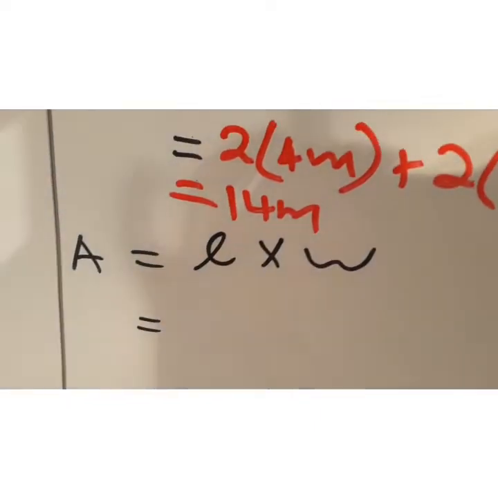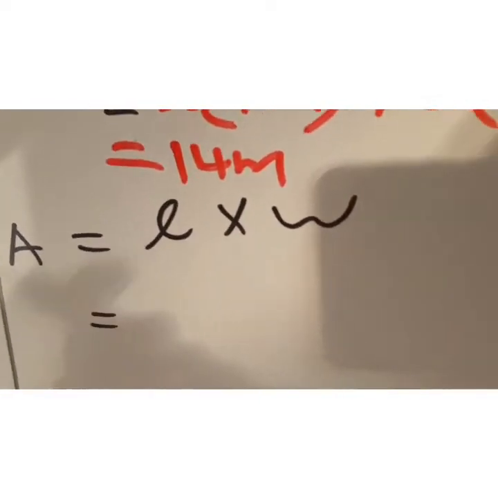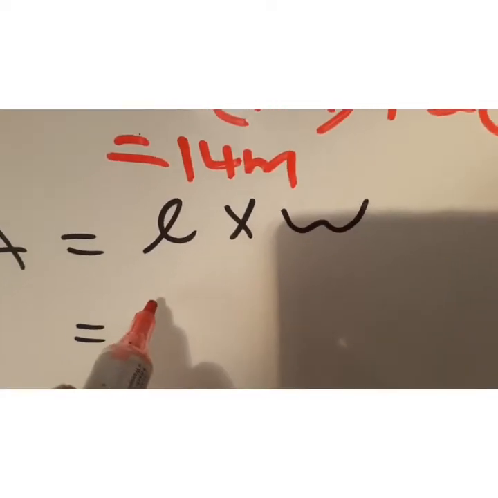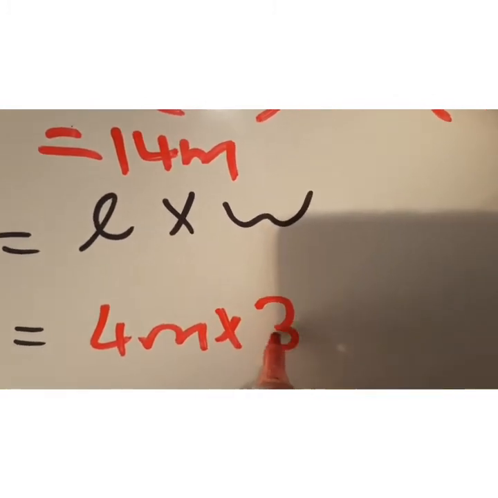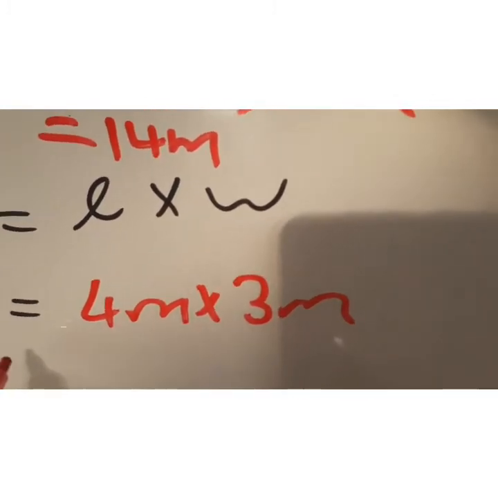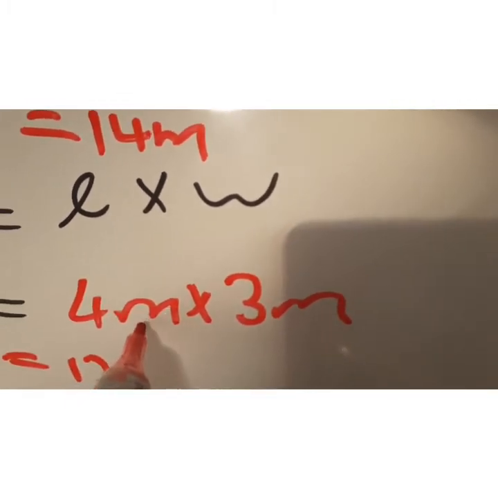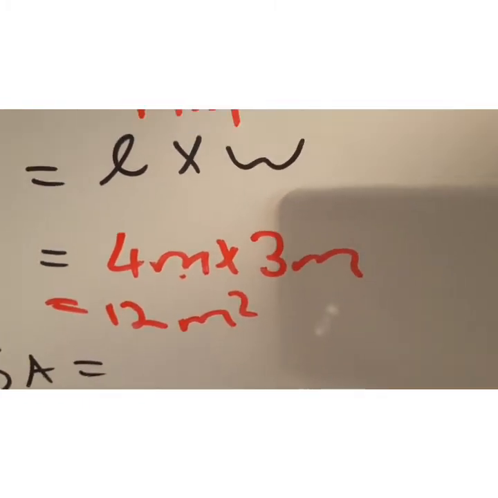Okay, so if we are now working the area, for area, which you have your length times breadth, your length would be your 4 meters multiplied by your width, which is your 3 meters. Okay, then you'd have your 4 times 3, which is 12, and have your meter times meter, which is m squared, right, which is meter squared.